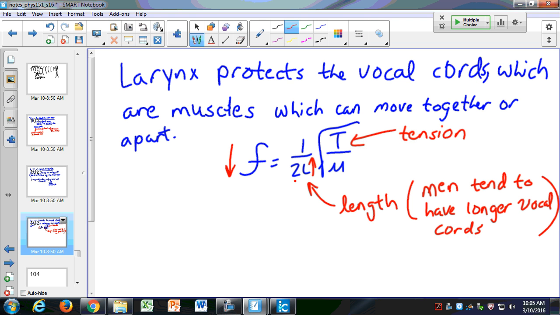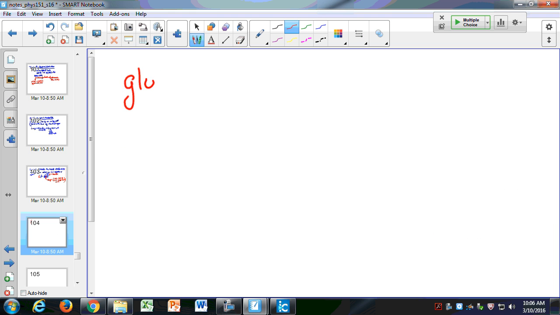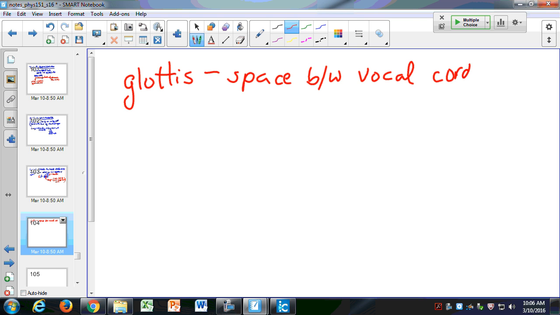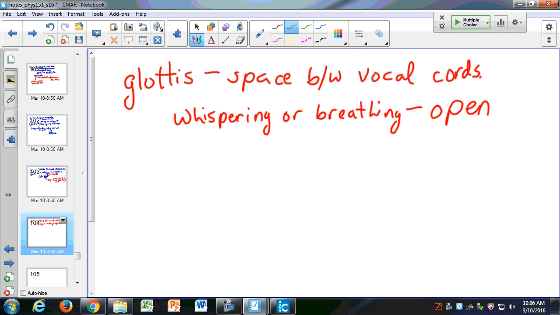You also have what's called a glottis. And the glottis is just the area between the vocal cords, the space between the vocal cords. If you're whispering or you're breathing, then the glottis is open. And if you're talking, then the glottis will open and close as you're talking. So whispering or breathing, that glottis is open.